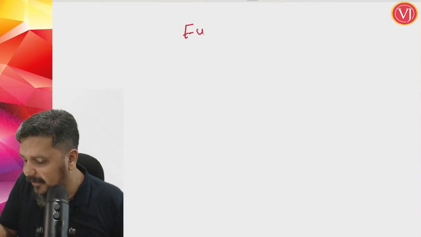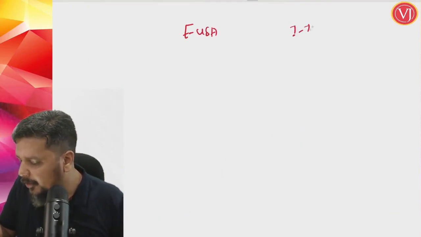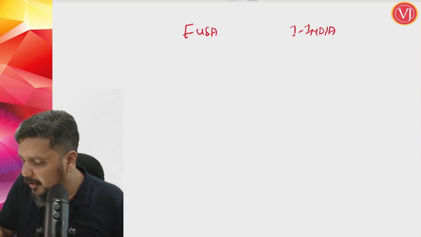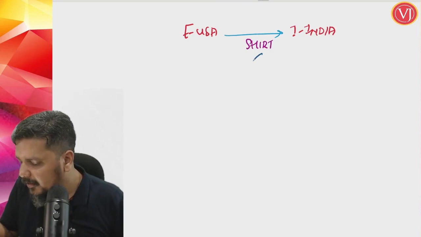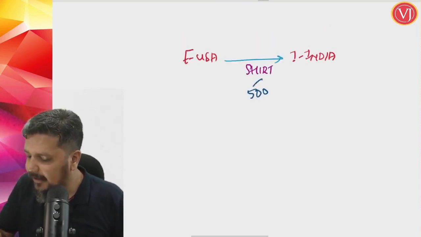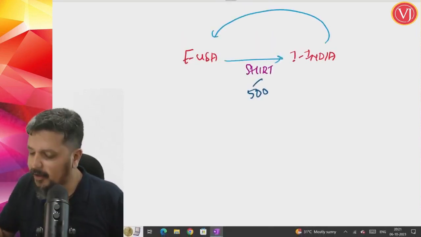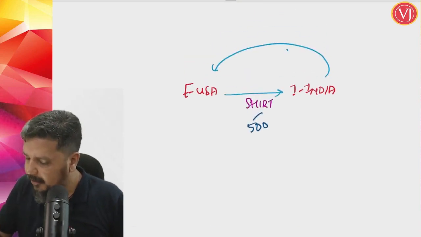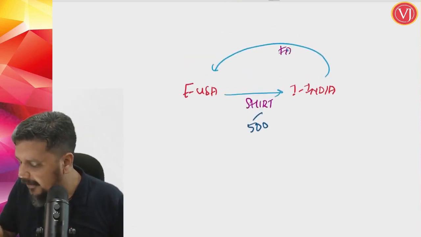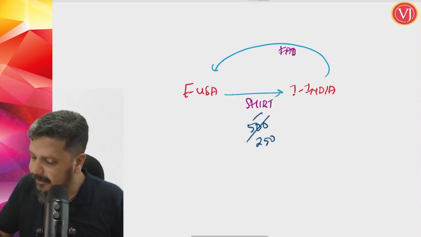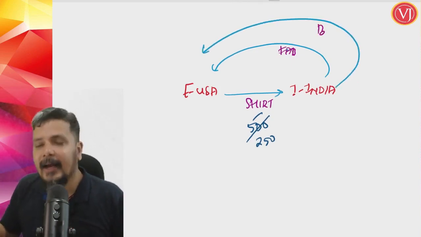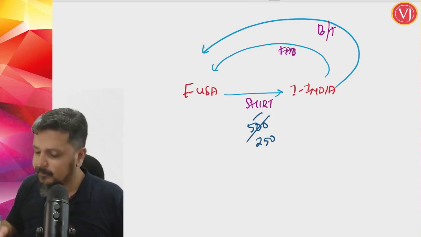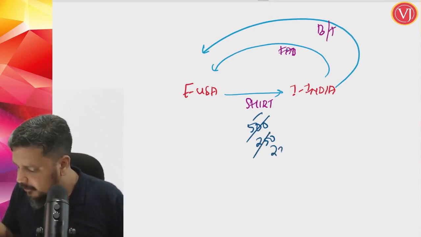The exporter of USA initially said that he is going to give me the shirt for 500. I said don't worry, I'll send you the fabric. So he started selling without fabric. Then what is the price now? Say 250. The Indian importer tells him don't worry, I'm also going to give you buttons and threads. Again the price reduces to say 230.